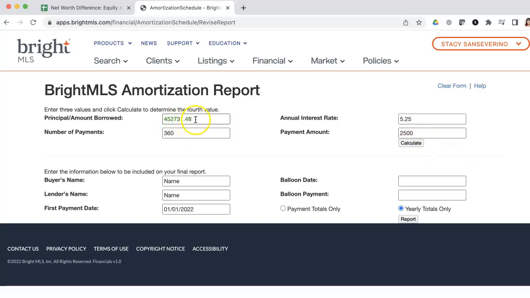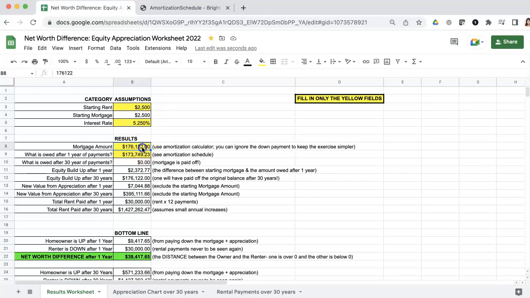So 452,731.48. So 5 1/4, a payment of 2,500 over 30 years. That's what I can borrow, 452,731. So that would be the mortgage amount. So I'll paste that there.